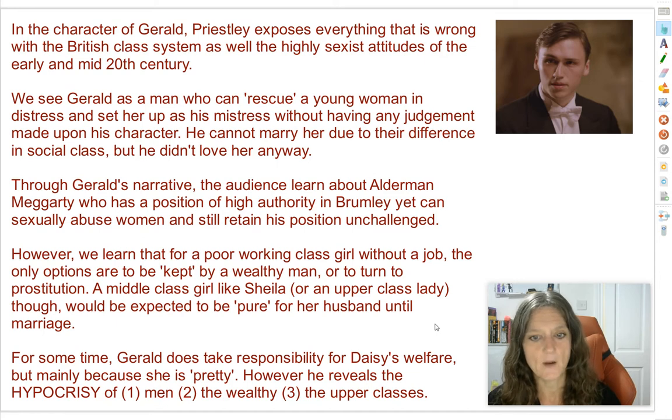So still thinking about sexism, what we also learn through Gerald is that a poor working class girl without a job, there aren't many options left for her. So she seems to have kind of taken up this option that she is being kept by a wealthy man. Gerald's not engaged at this point, but he has a serious relationship with Sheila. So it's just last summer that this happened, so about six to 8 months ago. And that's what she is. She's kind of like his kept mistress.